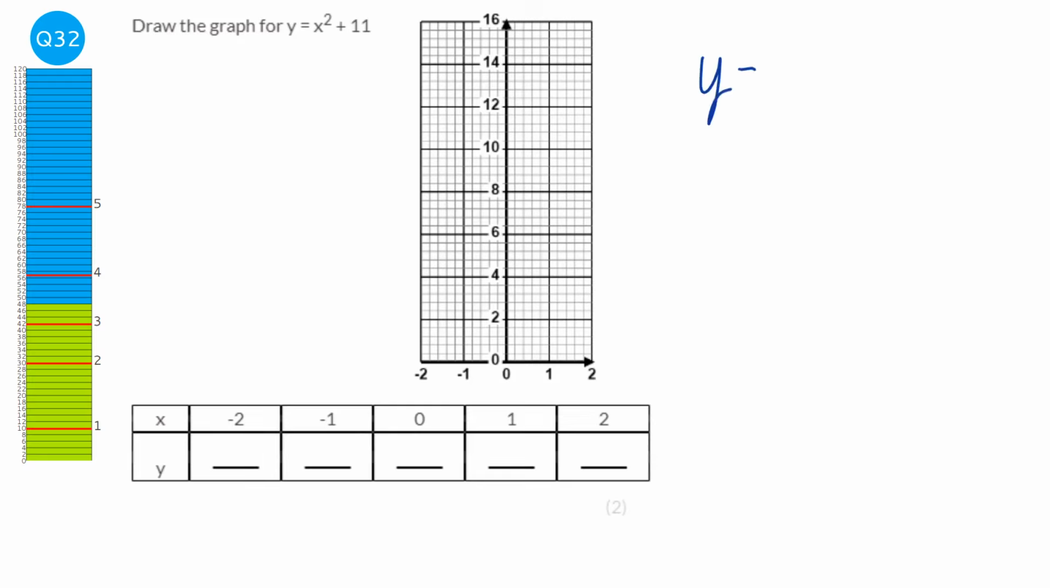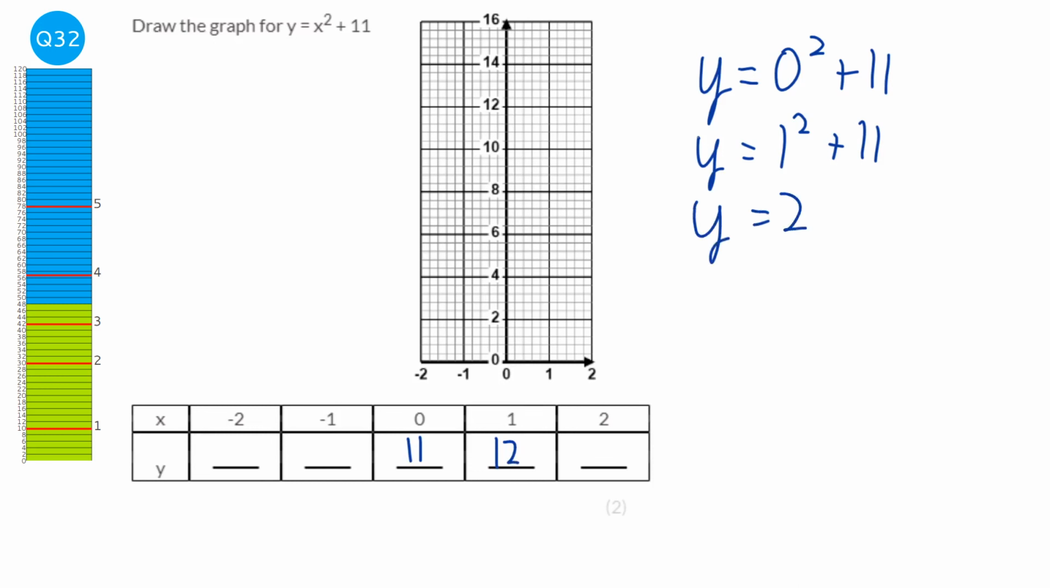So we've got y equals x squared plus 11. So it's y equals 0 squared plus 11. 0 squared is just 0, plus 11 is going to be 11. We're going to do the same for 1. So y equals 1 squared plus 11. 1 squared is just 1. 1 plus 11 is 12. Same again for 2. 2 squared plus 11. 2 squared is 4. 4 plus 11 is 15.